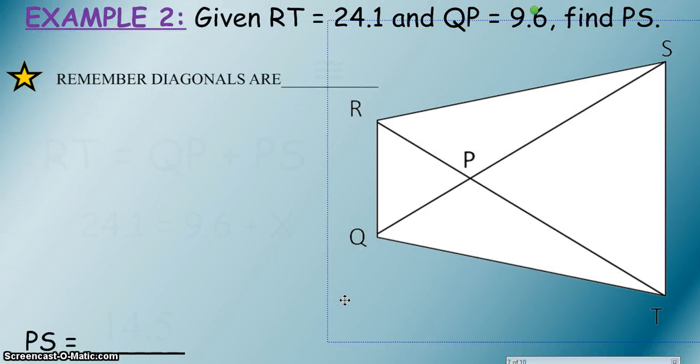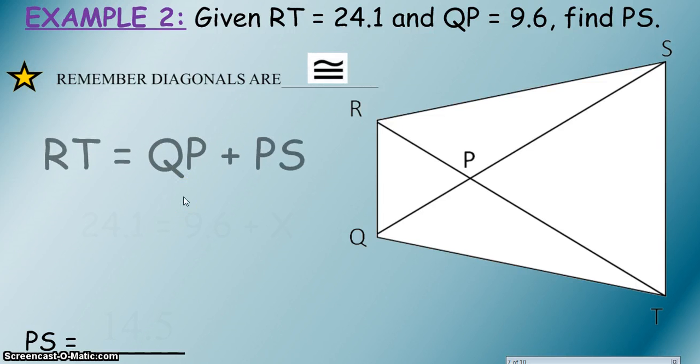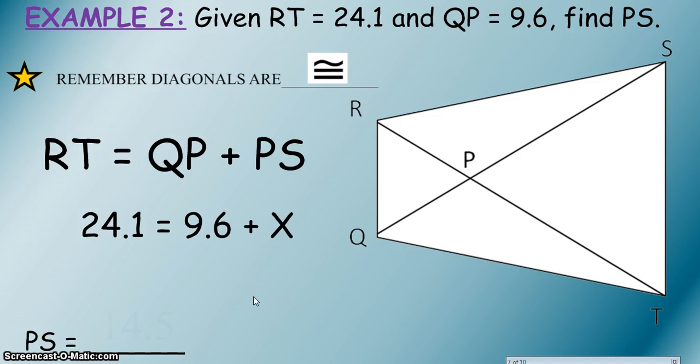Example 2, given that RT is 24.1 and QP is 9.6, can we find PS? Remember, diagonals are congruent. So the first thing we need to do is set up our equation. RT equals QP plus PS. And if we plug in the values that we're given up here, 24.1 equals 9.6 plus X. Subtract 9.6 from both sides. X equals 14.5.